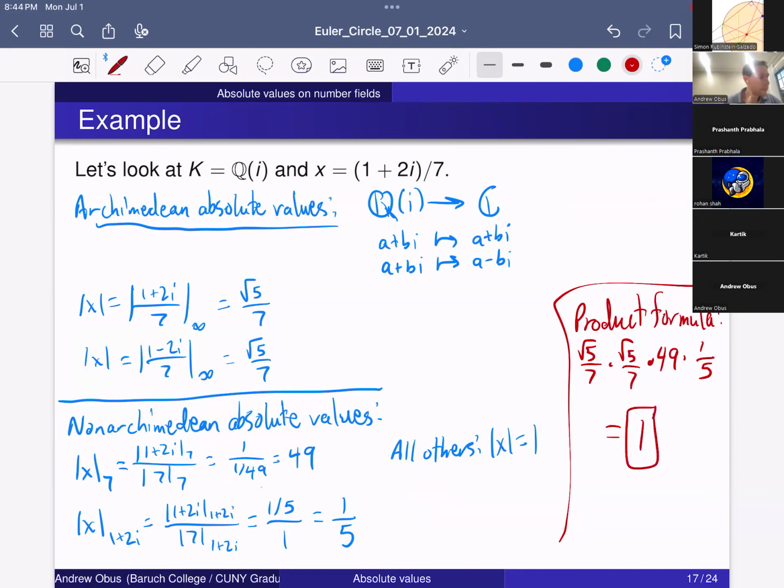Okay. So this is how the calculations work out. And once you've gotten the definitions correct, the proof of this is not actually that hard once you know exactly what the absolute values all are. But there's work that goes into knowing exactly what these absolute values are. But the point is, you can extend these absolute values to number fields, and you still have this product formula. You plug in anything non-zero, you take the product of all of its absolute values, you're always going to get 1. Okay. Any questions?